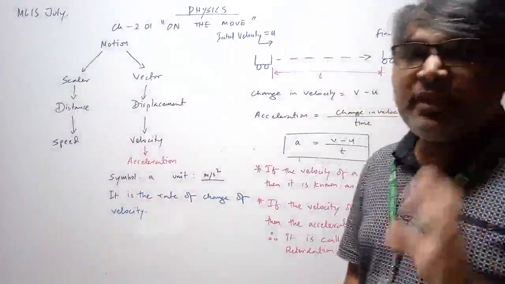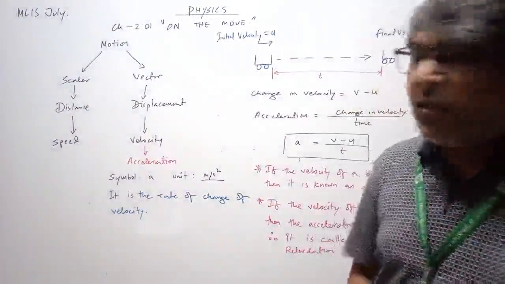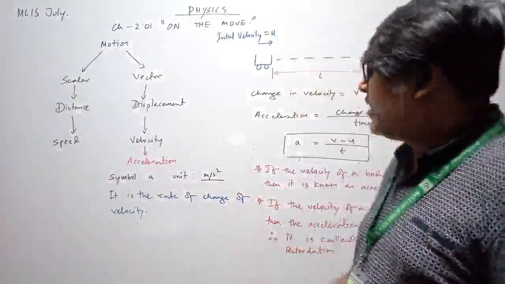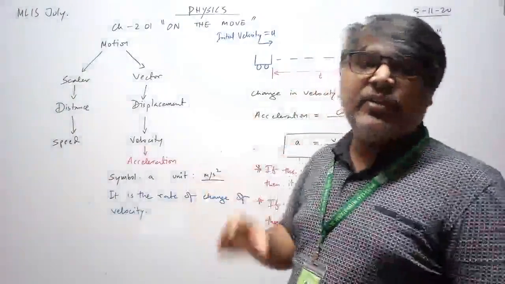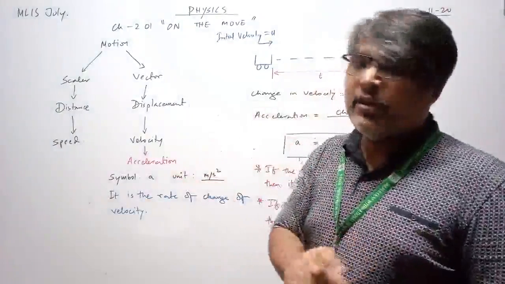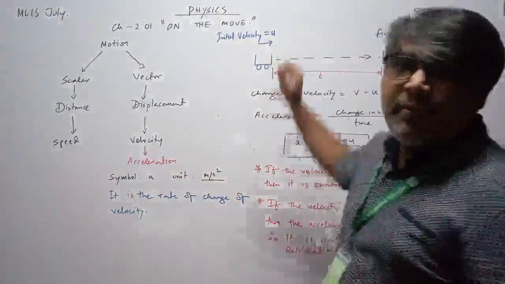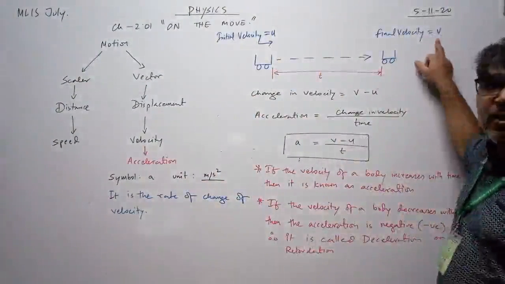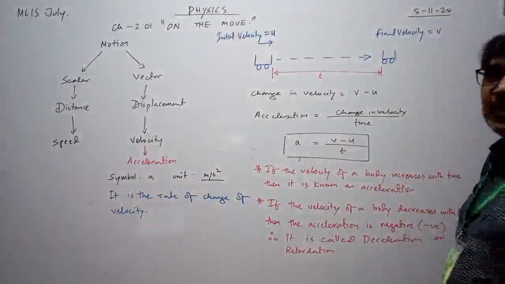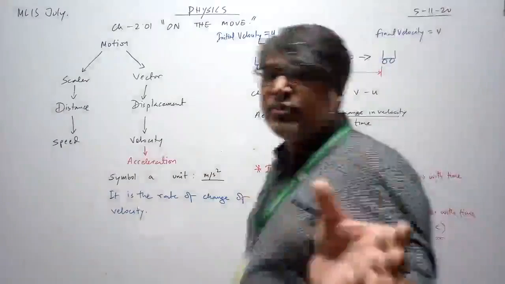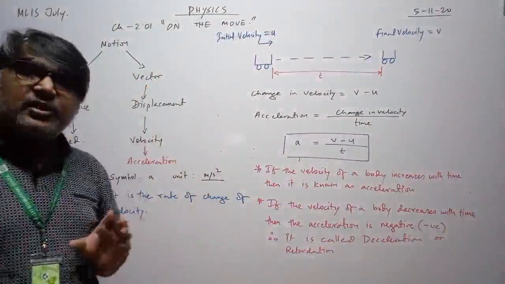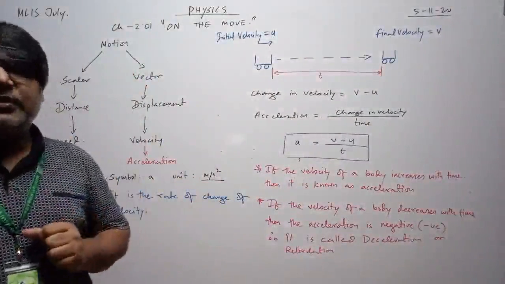To symbolize acceleration, we use a. To symbolize velocity, we can use u or v. The letter u represents initial velocity and the letter v represents final velocity. So to represent initial and final, we use u for one and v for the other.